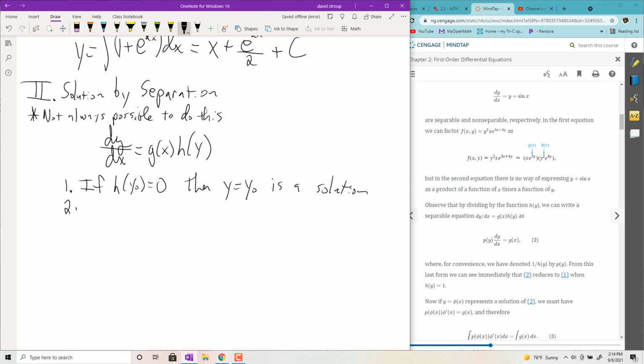Once you've dealt with that issue, go ahead and get all the y stuff on one side and all the x stuff on the other, in other words, separate. Then you're going to integrate both sides. And then you're going to try to get an explicit solution, which may or may not be possible.